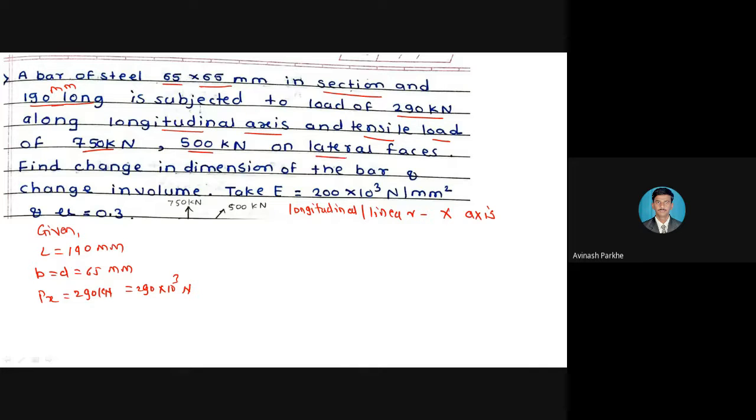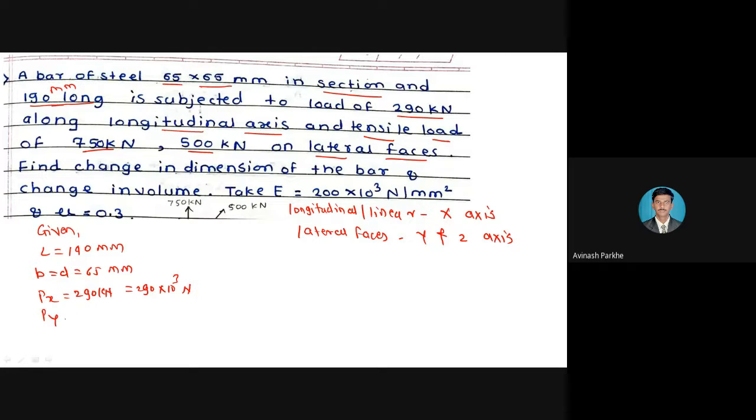A tensile load of 750 kilonewton and 500 kilonewton on lateral faces. Lateral faces means the remaining two directions, the Y and Z axes. The 290 kilonewton force is applied along the longitudinal axis, which means linear, along the length, which is in the horizontal direction. So Px is given, and the tensile loads of 750 and 500 kilonewton are on the lateral faces, the Y axis and the Z axis.